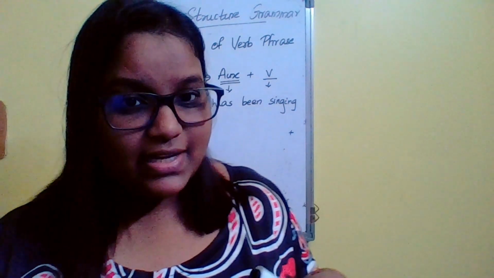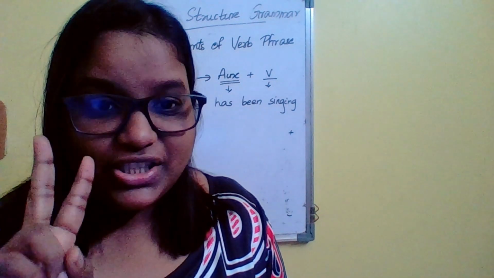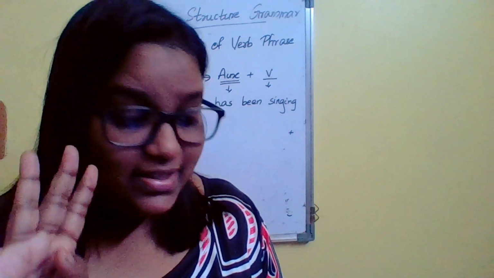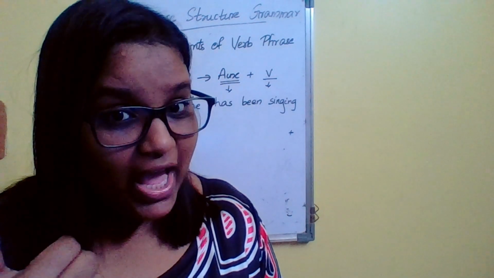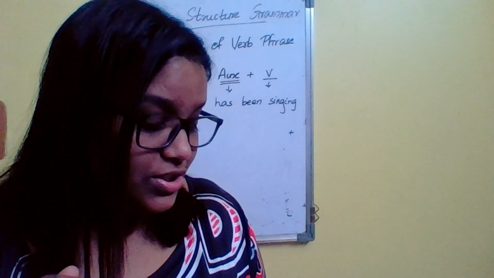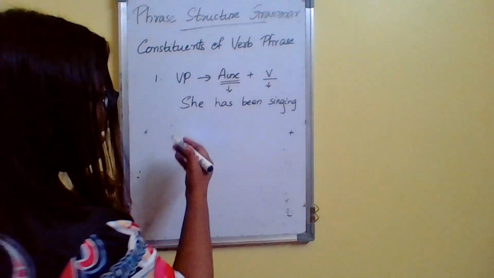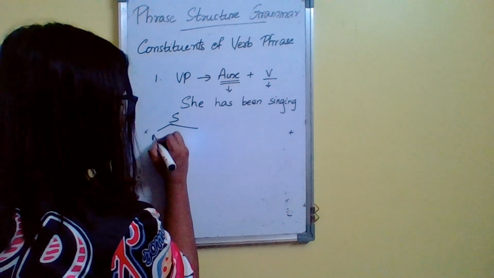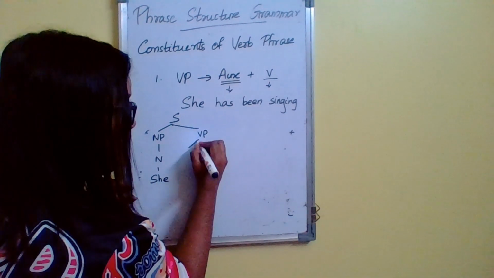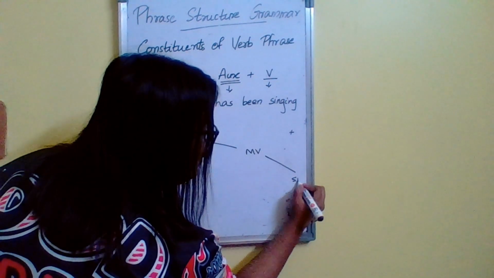So let's look at the sentences we have analyzed thus far. First we did she sings, then we did she can sing, then we did she had sung, then we did she is singing, then we did she could have sung. Now this sixth sentence we are doing is she has been singing. Okay, now let's do this. S is equal to NP plus VP. NP is a noun, she. VP is auxiliary plus main verb. Let's remove our main verb sing.